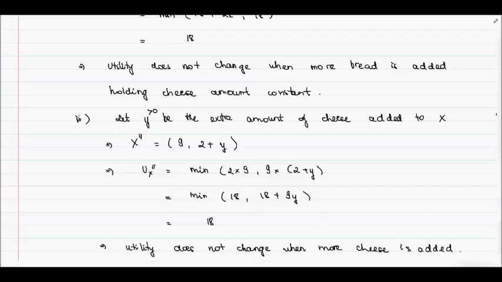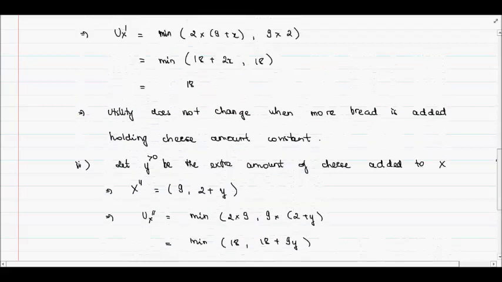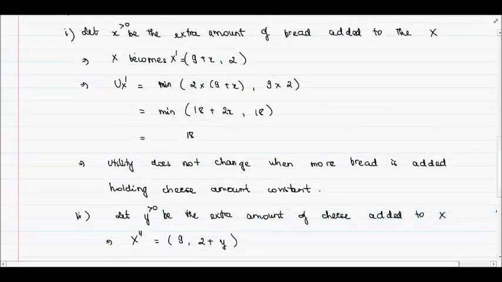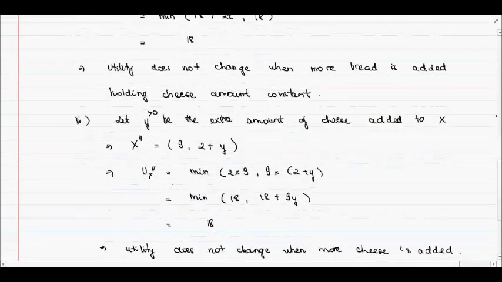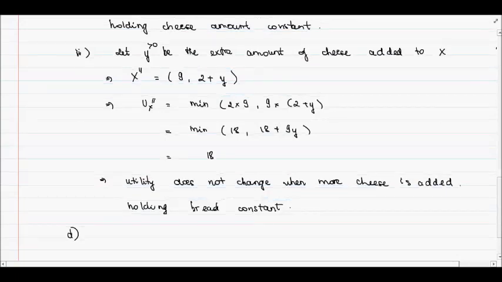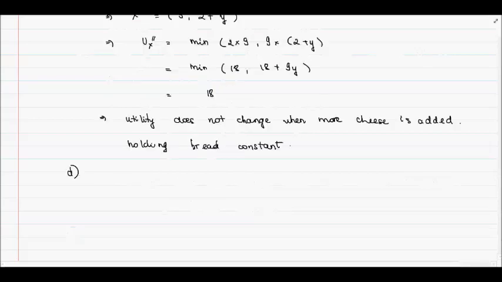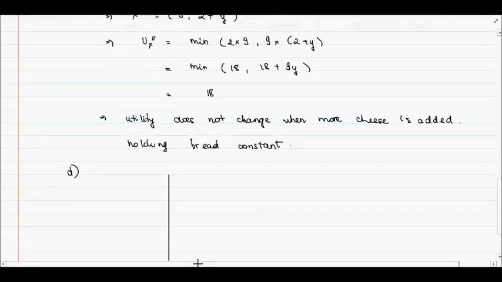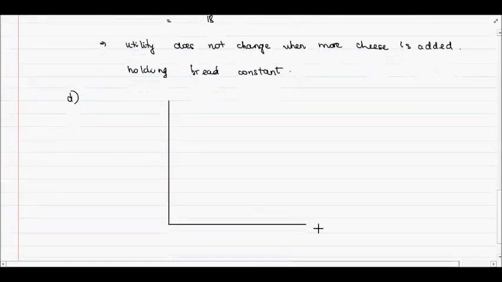Okay, so as you can see, bundle X has a utility of 18, bundle X dash has a utility of 18, and bundle X double dash has a utility of 18. So we know that all of these bundles are going to be on the same indifference curve, because they have the same utility. So I'm just going to draw that on a diagram over here for the indifference curve.